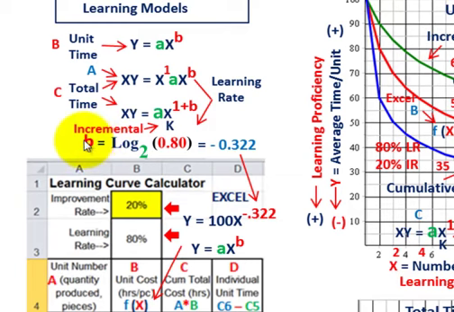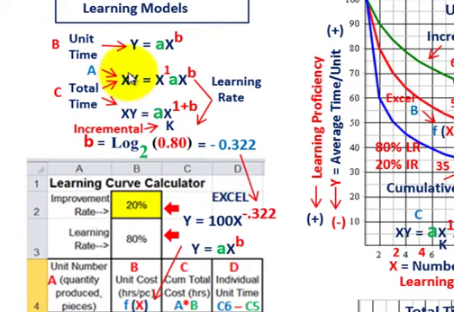So let's look at our general f of x function that we're dealing with in column B. That's really our unit time, y. That's going to equal a, the cost of the first unit, times x, whatever number of units we're working with, raised to b, our learning rate. Okay, so now we get down to our total time.